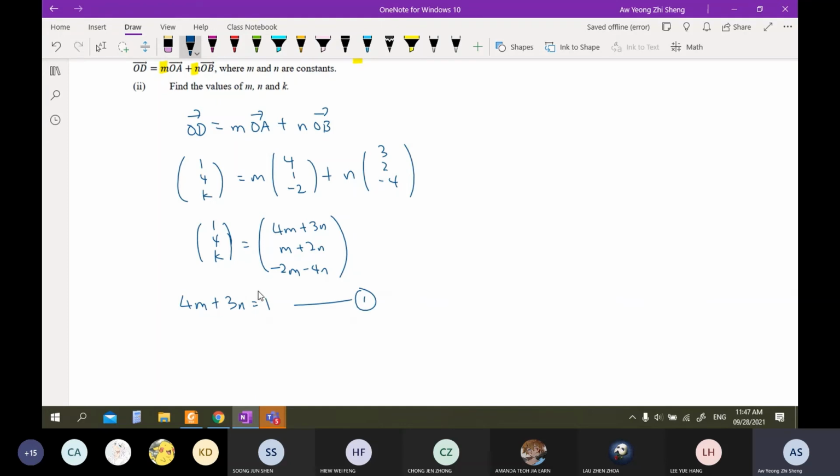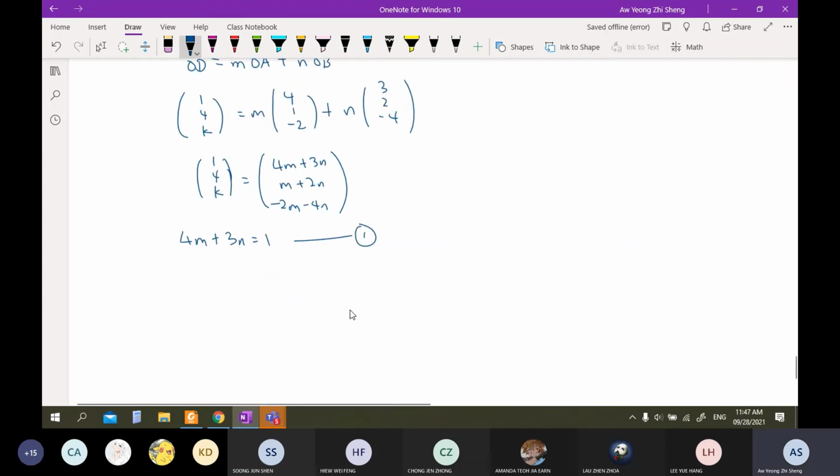Especially when you have many equations to solve simultaneously, it's important to label the equations as 1, 2, and 3 so that people will know what operations you do when you solve simultaneous equations. Don't let the reader guess what you do. Minus 2n minus 4n is equal to k. That gives us a third equation.